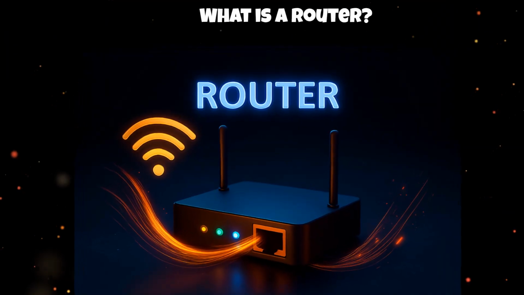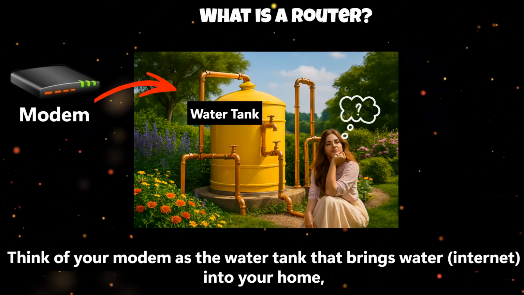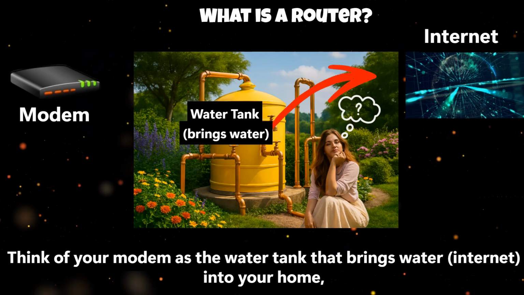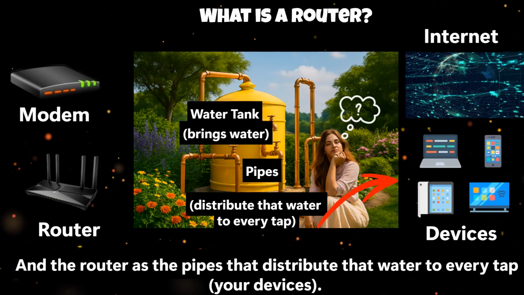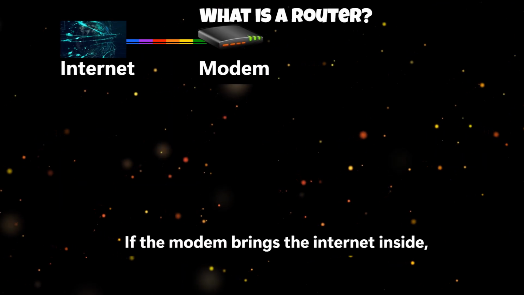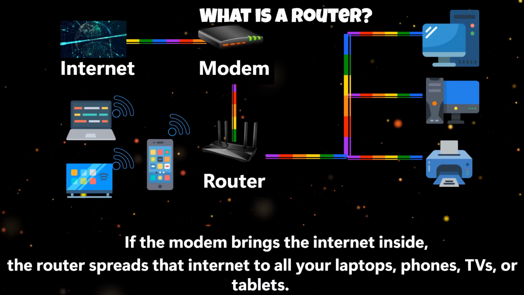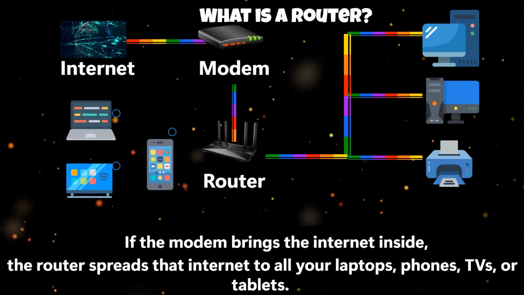What's a router? Think of your modem as the water tank that brings water, internet, into your home, and the router as the pipes that distribute that water to every tap, your devices. If the modem brings the internet inside, the router spreads the internet to all your laptops, phones, TVs, or tablets.